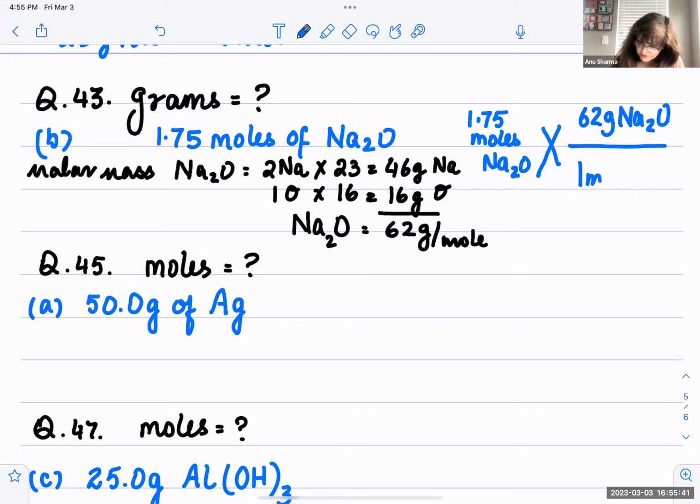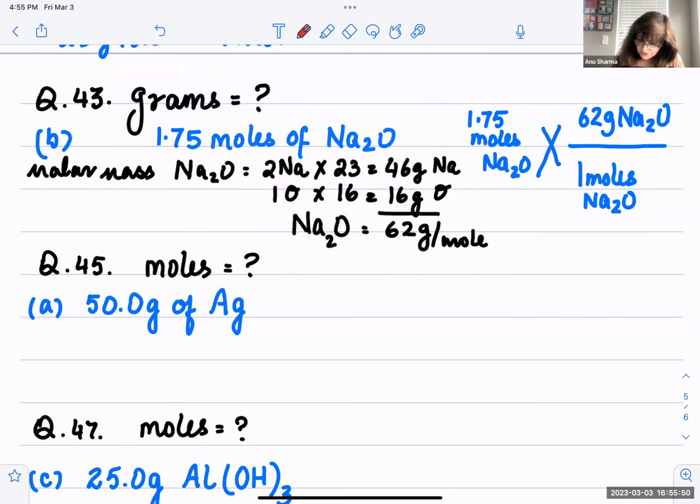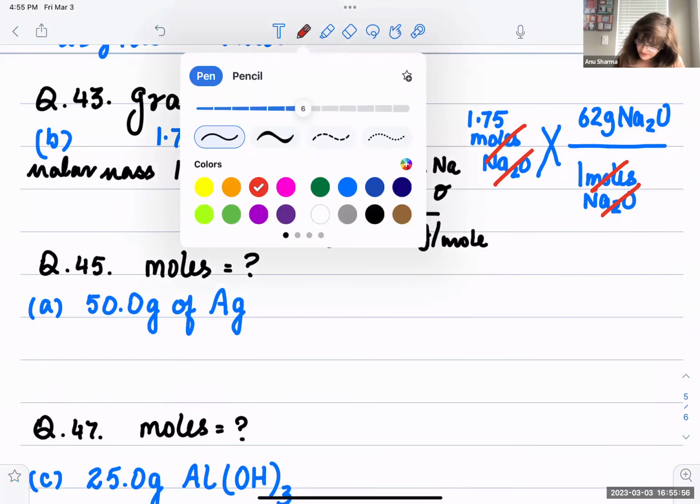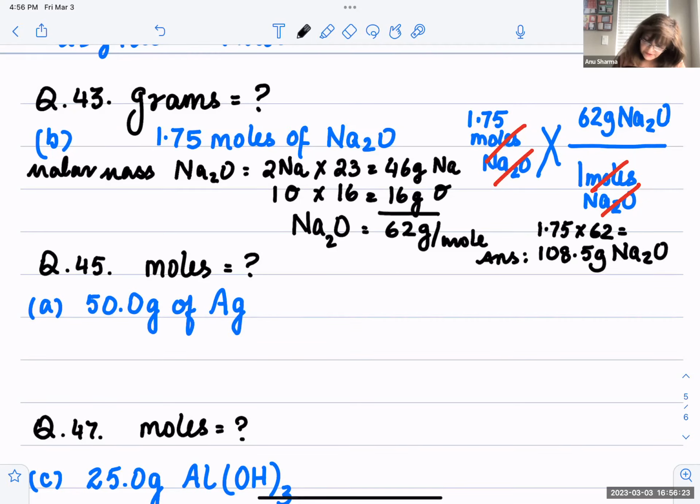We need to cancel out the moles, so moles of Na2O will be at the bottom. And now the moles of Na2O cancel out. And you have now the scenario where you take 1.75 times 62, and you get 108.5 grams of Na2O, and that's the answer. Okay, so that is the answer.